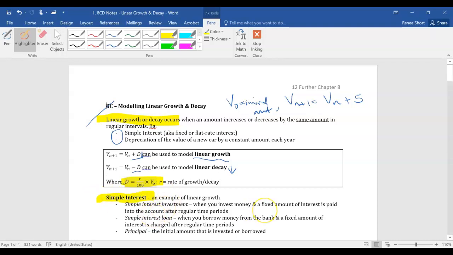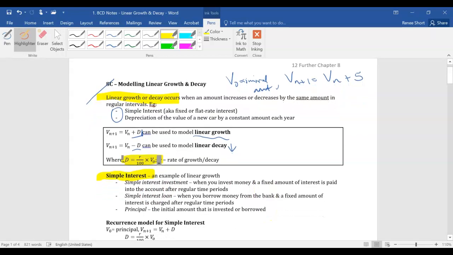If we look at simple interest, you might remember simple interest from when we looked at finance last year, and simple interest can be in the case of an investment or a loan. So if it's an investment, it's when you invest money, i.e. you pop your money into a savings account with the bank, and a fixed amount of interest is paid into the account after regular time periods. So maybe you've got an account with a 4% rate each year, and you get that interest at the end of each year.